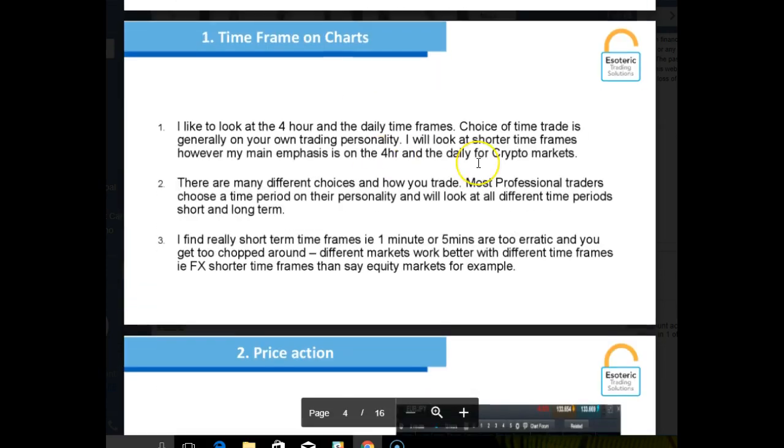So time frame for me is very important. I tend to use the 4-hourly and the daily for crypto markets particularly. In the FX market I used to do the same thing, and the equity market, but generally in the equity market I would use shorter time frames. So it might be an hourly for the equity market or a 30-minute, but again it just depends on what market you're actually trading.